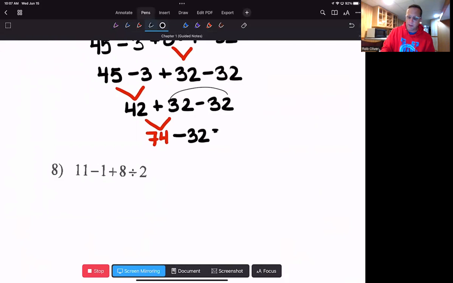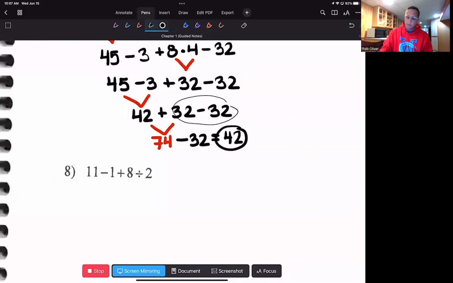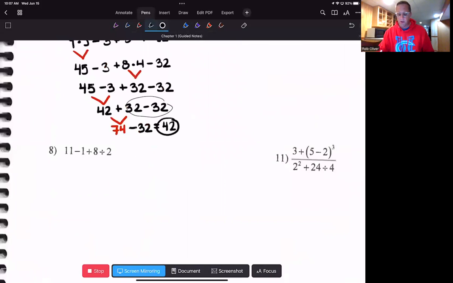I know maybe you recognize that there's a 32 minus 32 in there, which is 0, but I don't want to get ahead of myself. So we're back to 42 again. That's the answer. All right, so we're done with number 7.